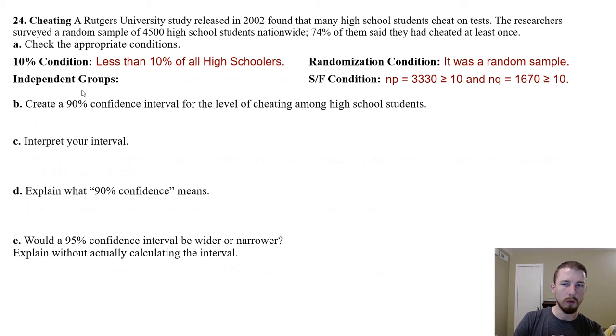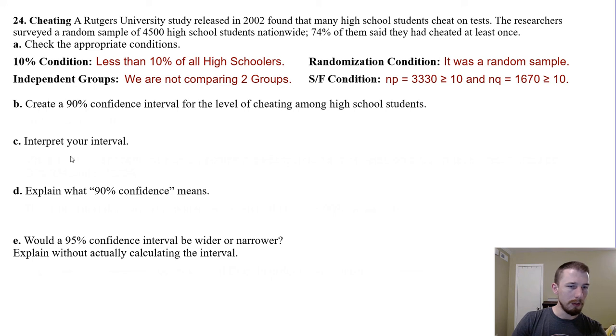Independent groups, we are not comparing two different groups. We're just looking at high schoolers. We're not comparing high school to middle school. We're not comparing Oklahoma to Alaska or something like that. We're not comparing two different states. So independent groups, we're not comparing two groups, so we don't have to worry about that. Our independence has to do with the 10% condition in this case is what we're looking for.